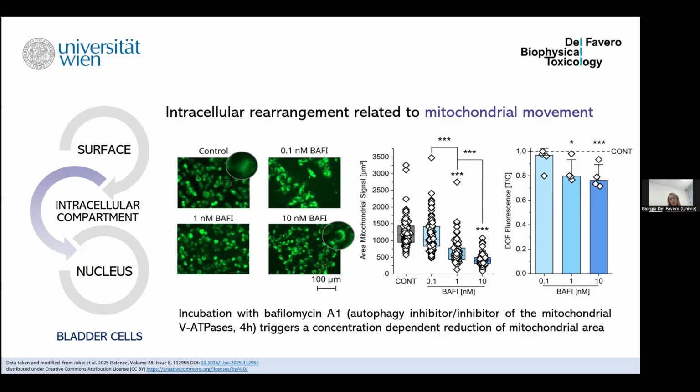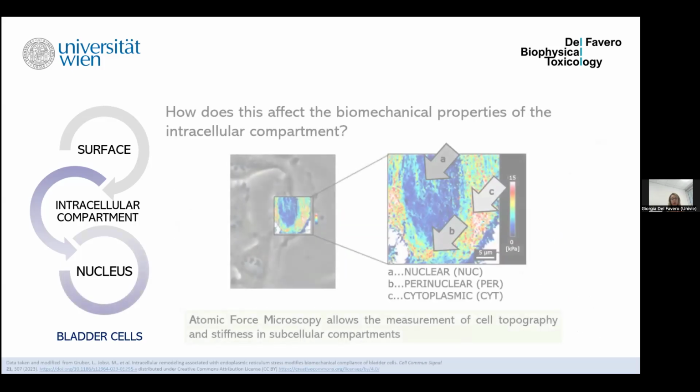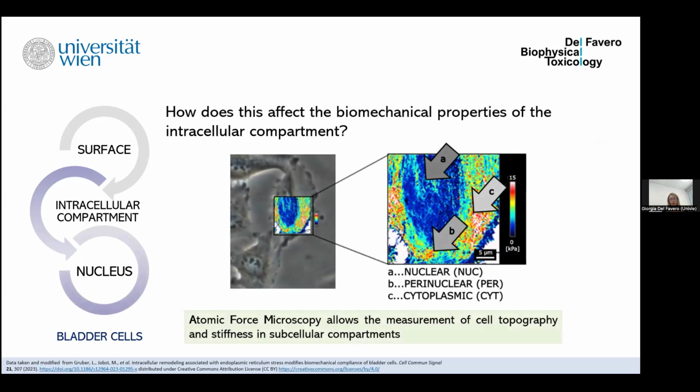And what we also wanted to observe is what happens in the cells when we have this intracellular rearrangement. For this, we started to think about measuring the biomechanical properties of the different intracellular compartments. We did, as we previously optimized, some atomic force microscopy experiments that allow us to measure the stiffness, the Young modulus, in different subcellular compartments and distinguish between the nuclear region, the perinuclear region, and the cytoplasmic region.